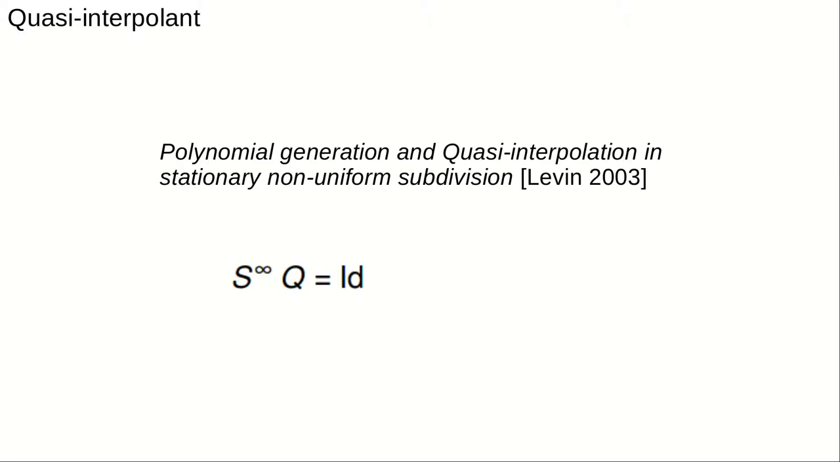In the stated publication, Adi Levin presents the theory regarding the quasi-interpolant operator Q for a given subdivision scheme S. Q is the inverse of the subdivision limit when restricted to polynomials of up to a certain degree. For cubic schemes, the degree is 3.